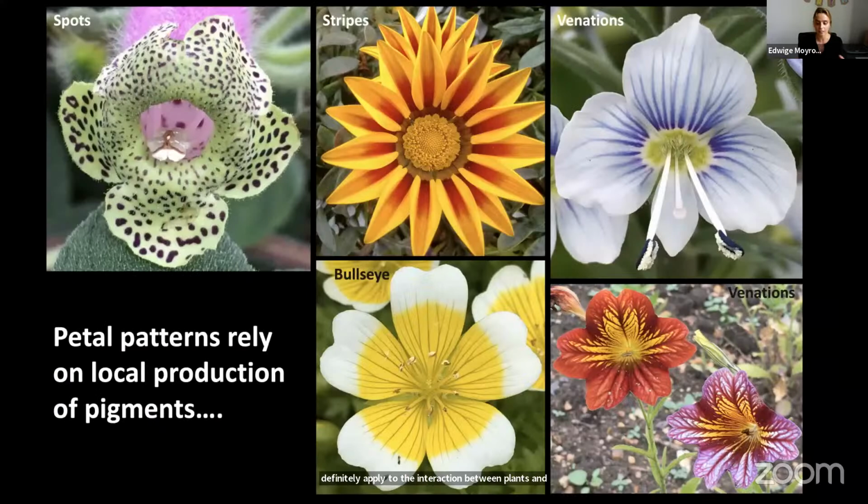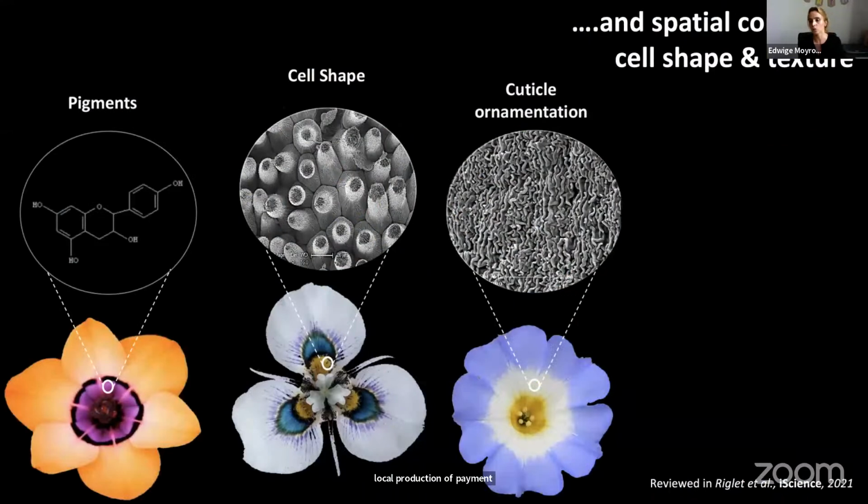So petal patterns come in all sorts of shapes and forms, but they always involve some form of regulation of the local production of pigment. But they do more than that. They also rely on the control of cell shape and texture, cuticle texture, of the petal surface, because more often than not, we find that regions of the petal that produce different colors also produce different cell shapes covered with different texture. And these structural elements, cell shape and cuticle ornamentation, often correlate with regions of different color, because these features can directly impact the appearance of the flower by playing with the light.